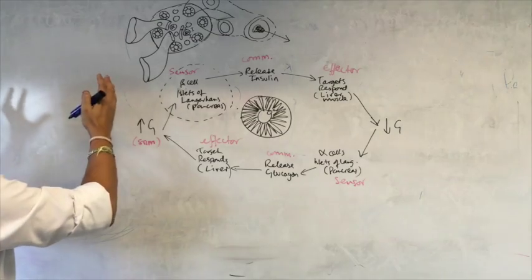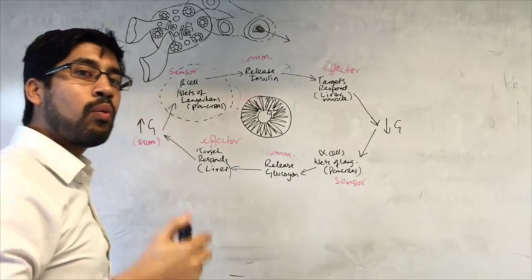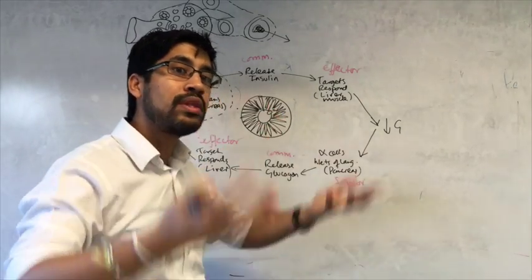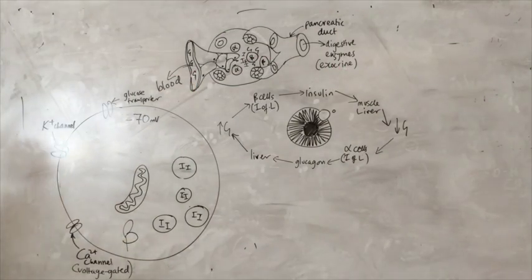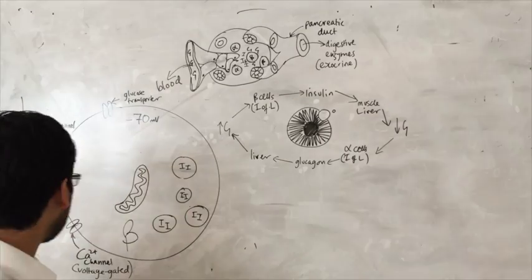Now we'll focus more closely on what is happening within one of these beta cells when the glucose level goes up. Okay guys, so let's continue. I've just prepared this so as not to waste time. I like to keep my videos short and sweet.